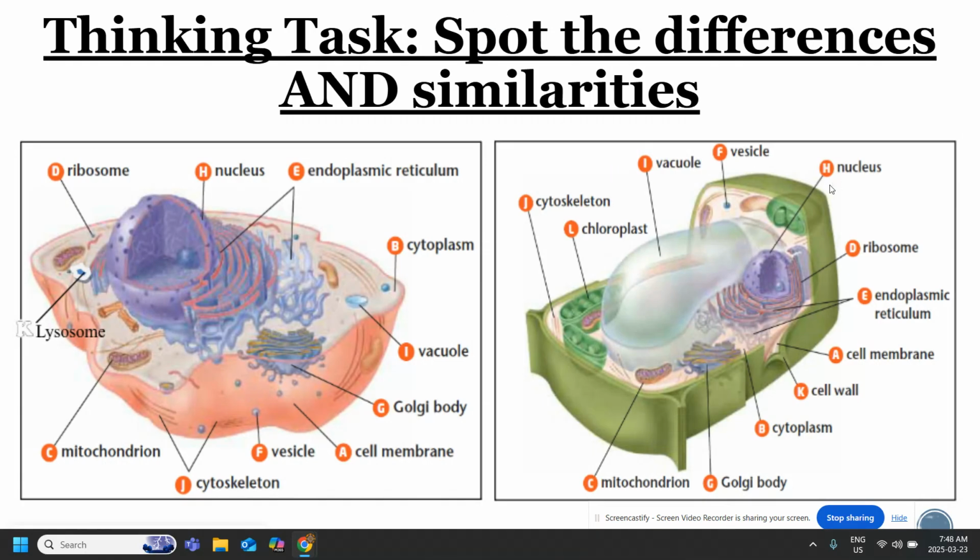So you can pause the video and try to spot some differences and similarities between these two cells. These are 2 cells. This is an animal one and this is a plant one, and there's some differences, but there's also some similarities. So really it is as simple as just understanding how to look for similar things and look for different things. As we go through the presentation, we'll learn about the main differences and similarities between the animal and the plant cell.